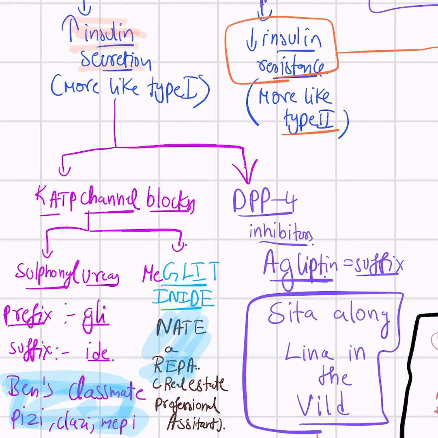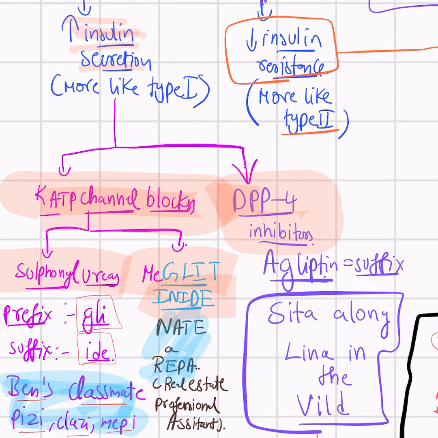Right? In potassium channel blockers, we have two subclassifications of drugs. One is sulfonylureas. The other one is meglitinides. Right? In sulfonylureas, I want you to remember the prefix gli and the suffix ide. The mnemonic for this is going to be Ben's classmates Pizzi, Clazi, Mepi.